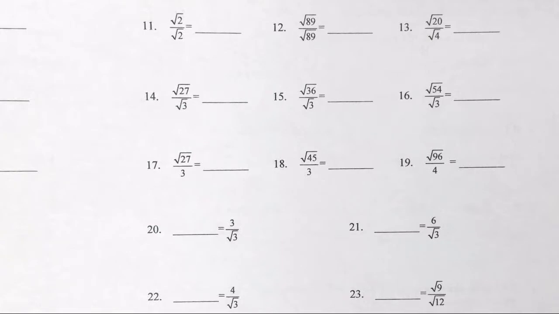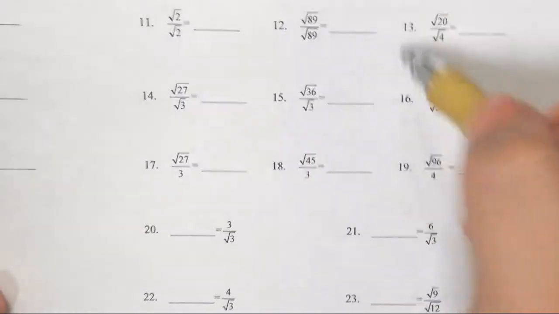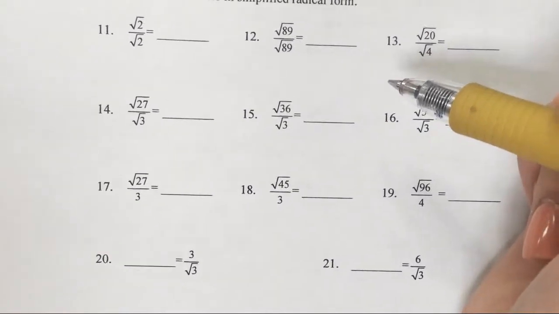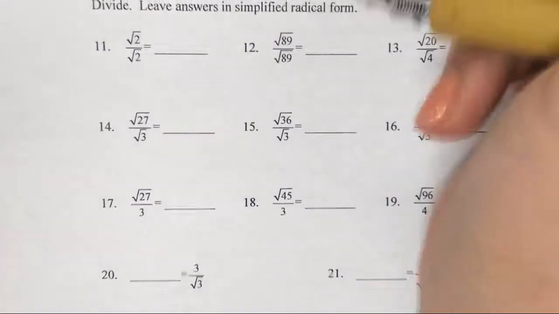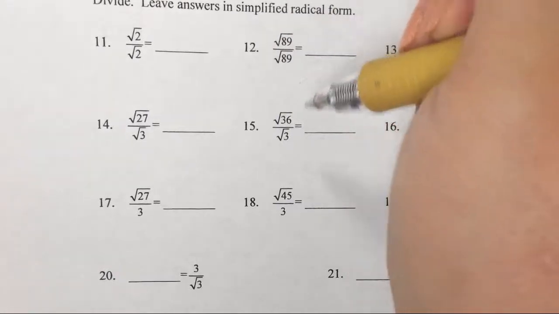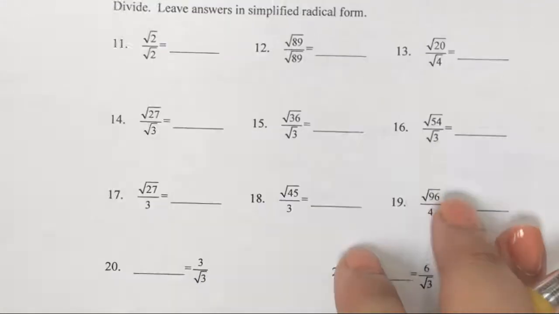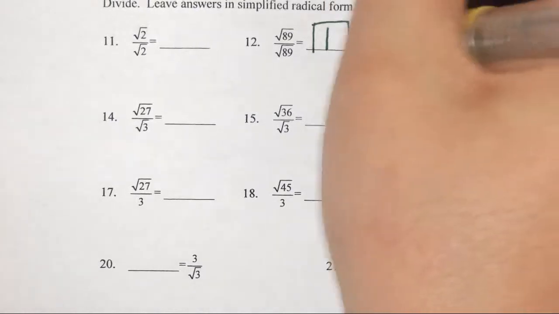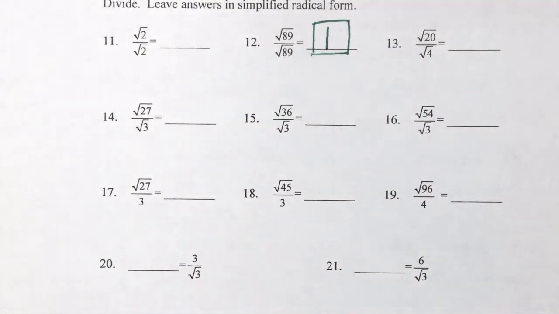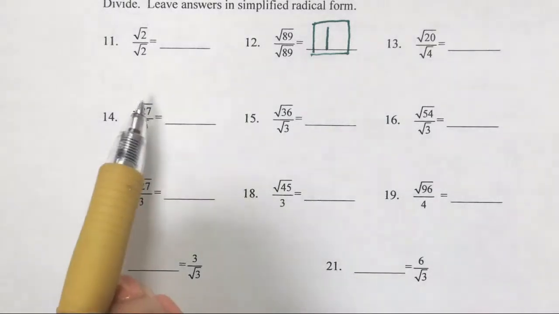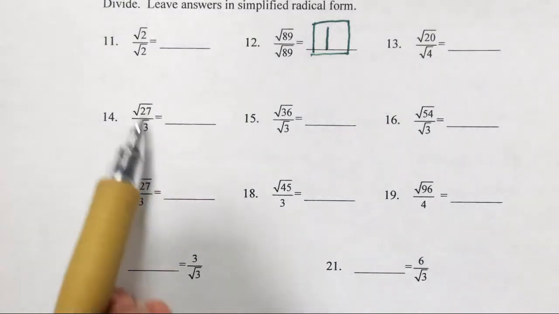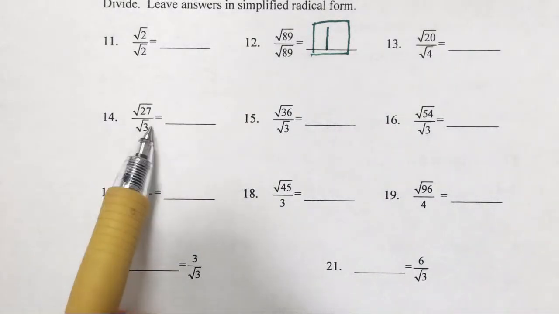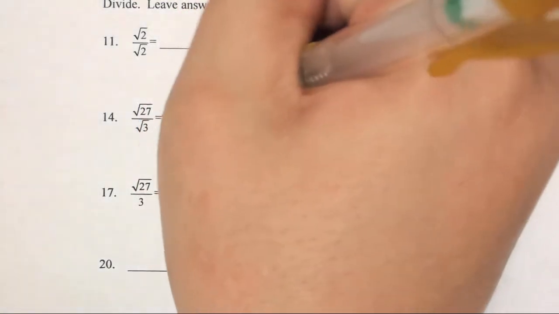Number 12. So this is tonight, Thursday night's homework. The square root of 89 over the square root of 89. You should have done this one in class, actually. Anything divided by itself is just 1. There's your answer. The square root of 27 over the square root of 3. They're both inside of the parentheses. So when I divide that, I get the square root of 9. And what's the square root of 9? It's just 3.